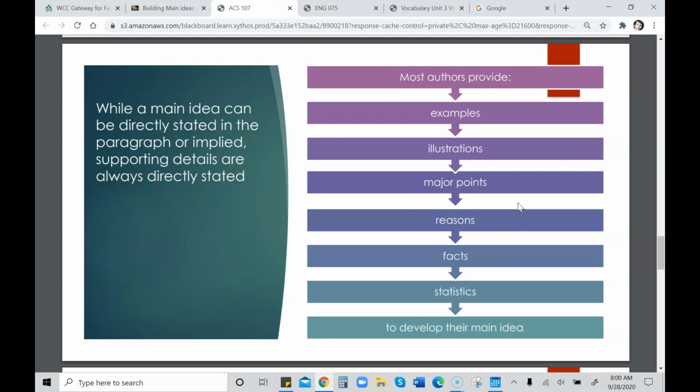So again, examples, illustrations, major points, reasons, facts, statistics, all of these things are going to develop that main idea. And if those things are missing, then it's not clear what that writer is trying to prove to you. And you're not going to walk away with as full of a description.